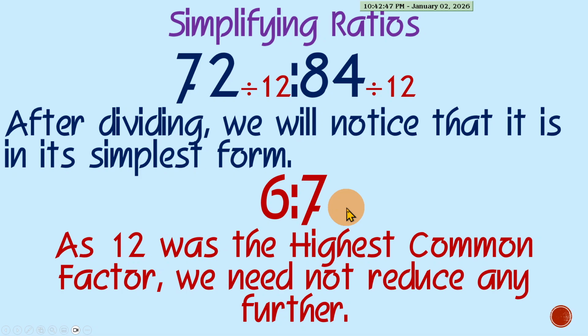Now, if you are doing the BGCSE, there's a much simpler form. You can put the 72 and use the fraction key with 84, and when you hit equal, it should give you 6 to 7.